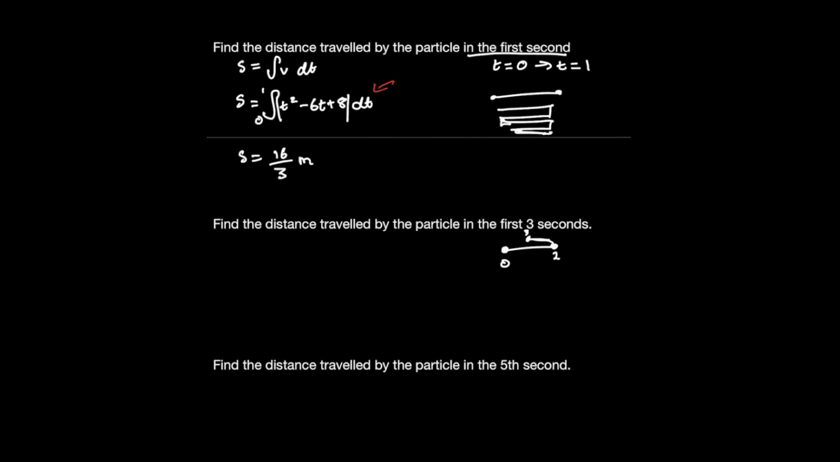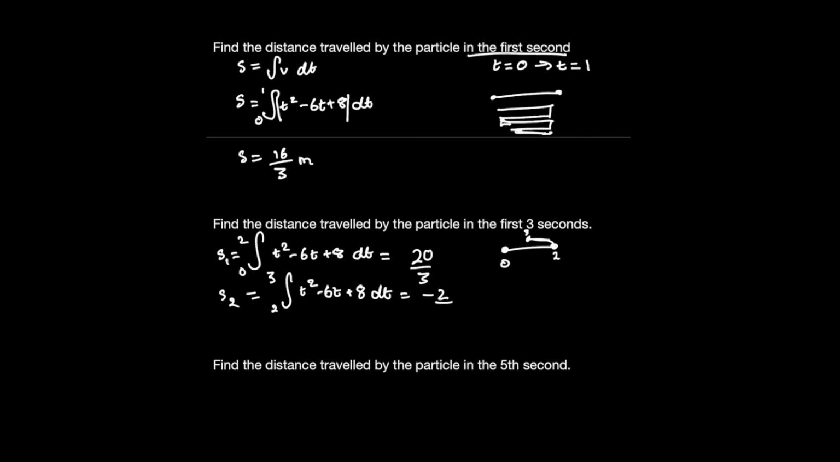But there is no direct formula to calculate distance, so we need to find the displacement between 0 to 2 and the displacement between 2 to 3 and then add them up together. Let's look at the displacement between t equals 0 to t equals 2. So that would be 0 to 2, the integral of t square minus 6t plus 8 dt, which is 20 by 3. And now we're going to calculate the second distance between t equals 2 and t equals 3. So that would be 2 to 3. The same thing, I'm not going to go into the integration, and that would be minus 2 by 3.